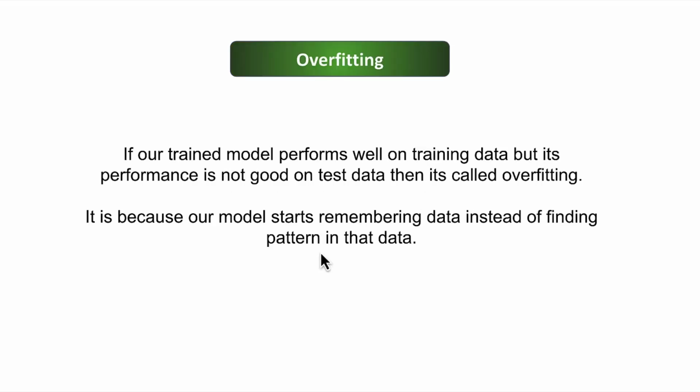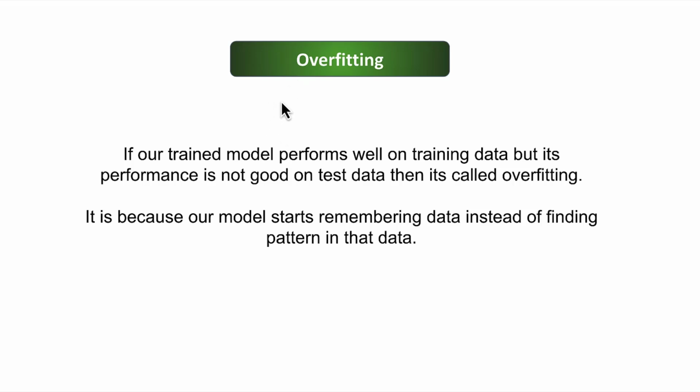And after this loss function, the next thing is overfitting. So if we train our machine learning model and our trained model performs well on the training data, but its performance is not good on the testing data, then this problem is called overfitting. And it is because our model starts remembering data instead of finding pattern in that data. So overfitting is a problem which we can have with our trained model.